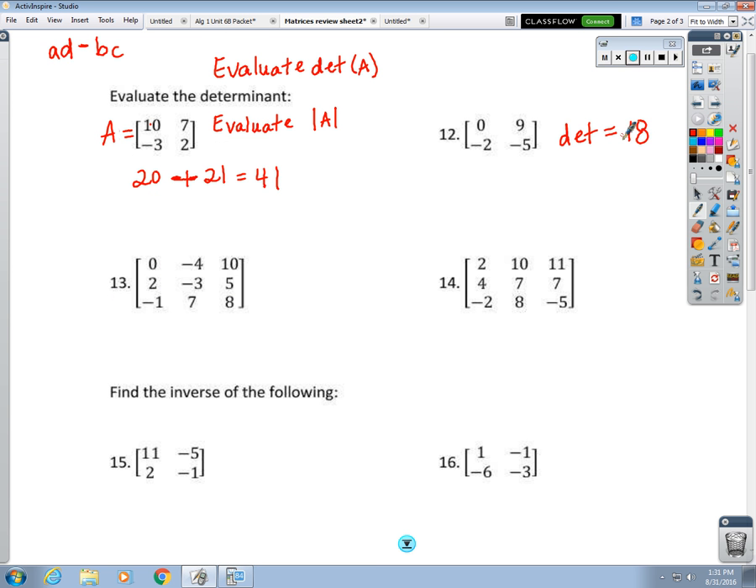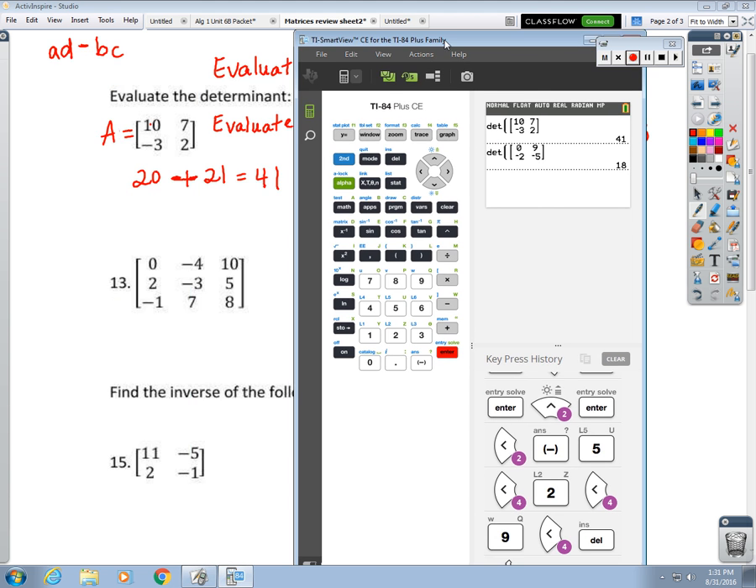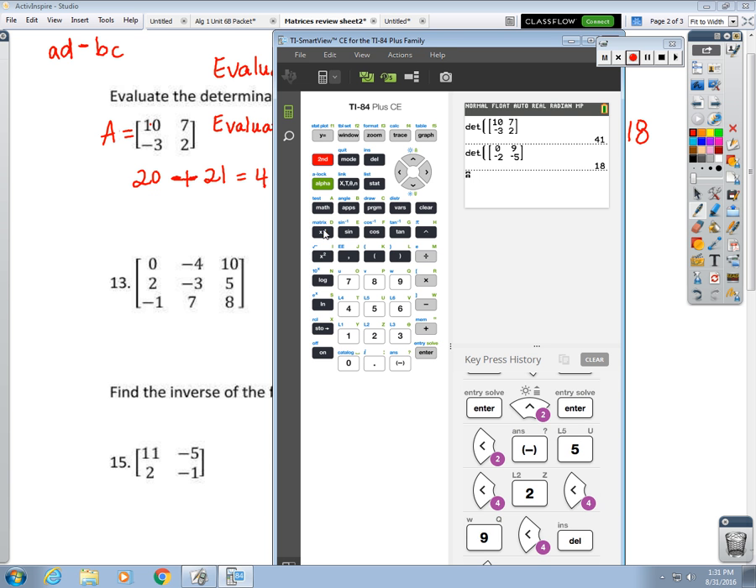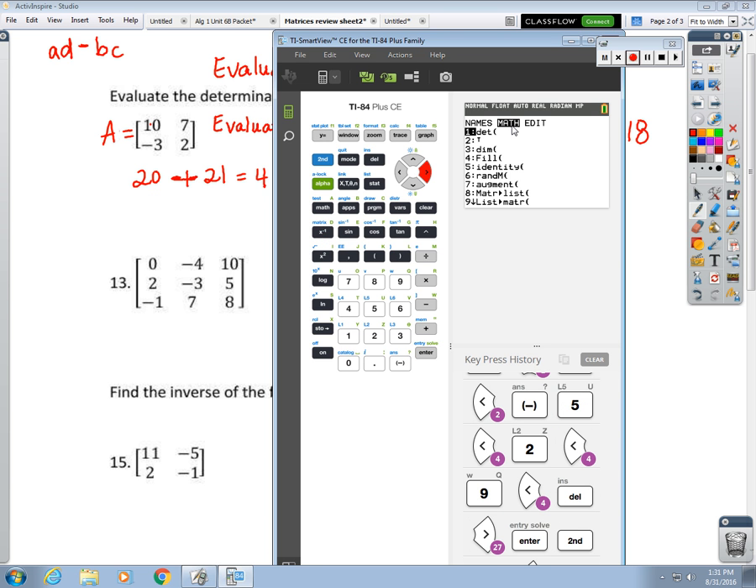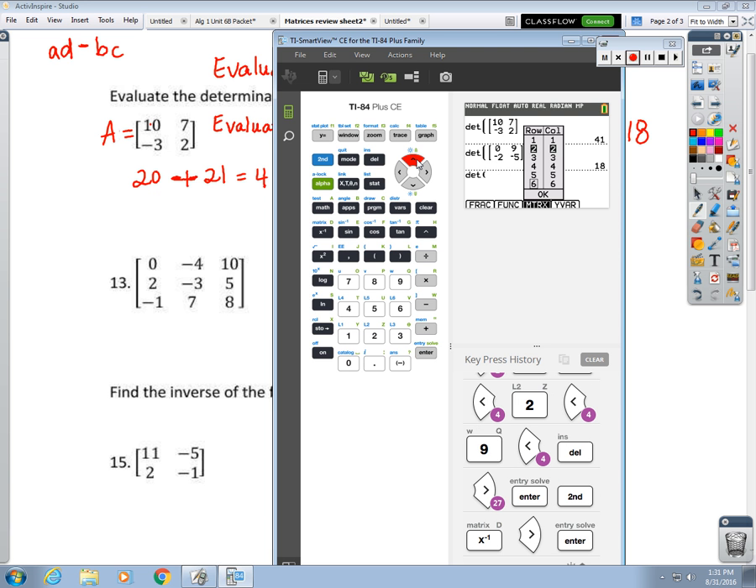And remember, that's what we would have got. 0 times -5 is 0, minus 9 times -2 is -18. A negative and a negative make a positive, so +18. Okay? Now, we did not learn how to do the determinant of a 3 by 3 by hand, so we'll definitely need the calculator for these. So, you do it the same way. Second matrix determinant is under math, but this time, alpha zoom, set up a 3 by 3.